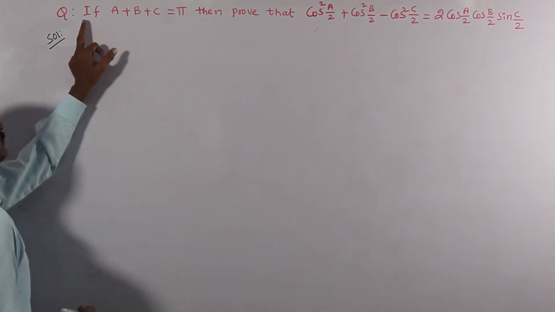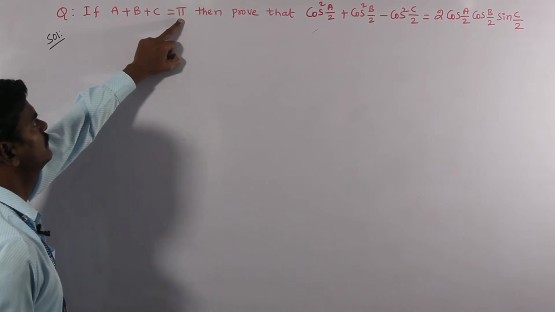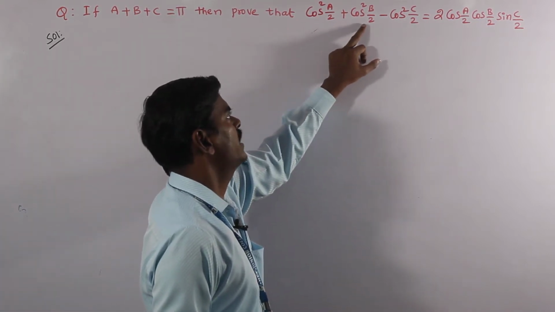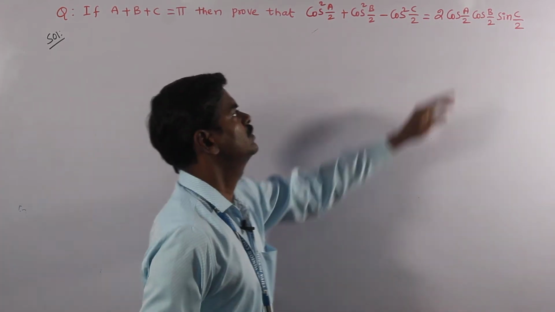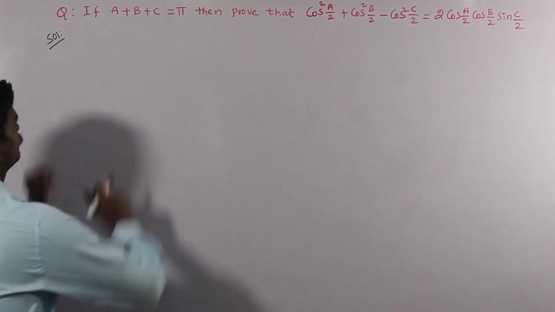Here is the question. If A plus B plus C equals pi, then prove that cos square A by 2 plus cos square B by 2 minus cos square C by 2 equals 2 cos A by 2 into cos B by 2 into sin C by 2.